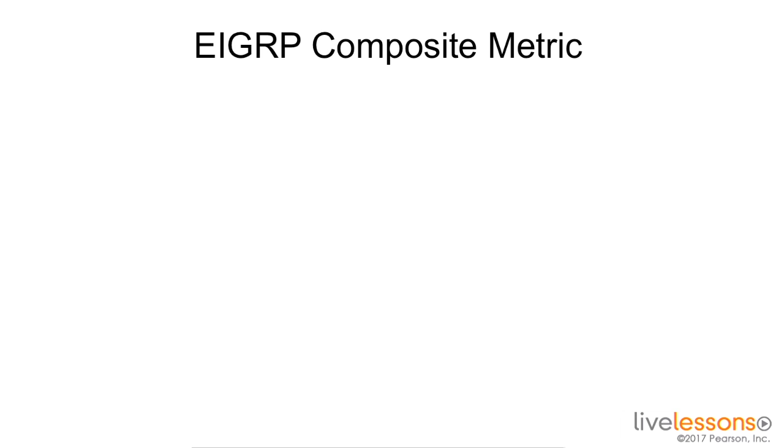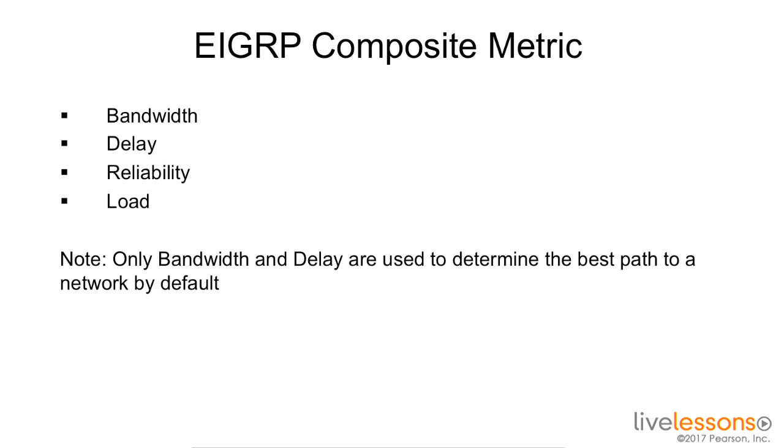The EIGRP composite metric is based off of 4 different factors. The first one is bandwidth, the second is delay, the third one is reliability, and finally, the load. It is worth noting that only bandwidth and delay are used to determine the best path to a network by default.